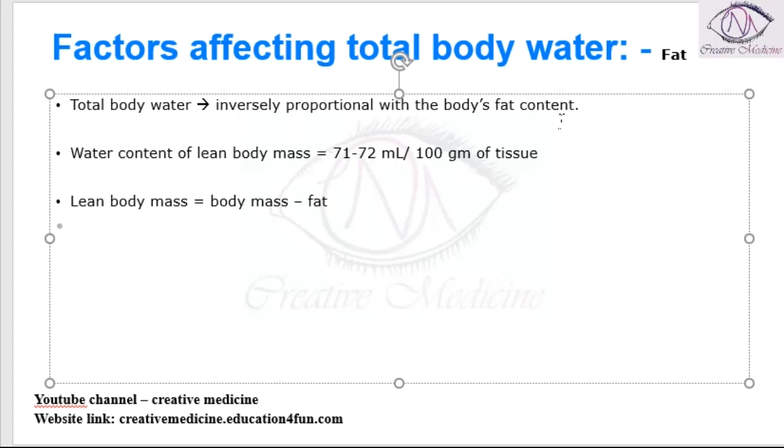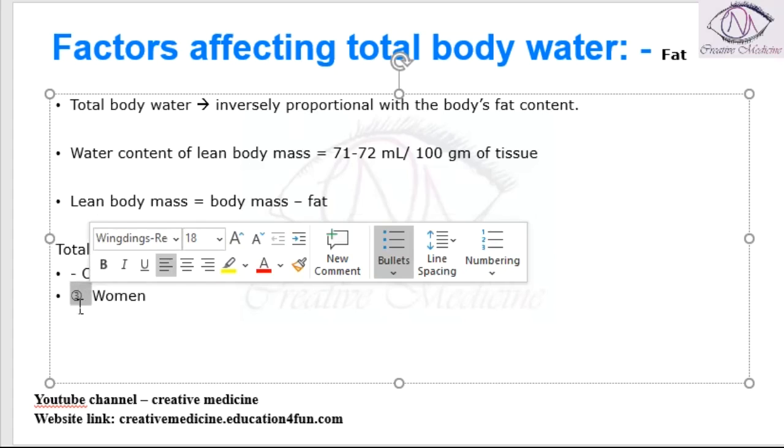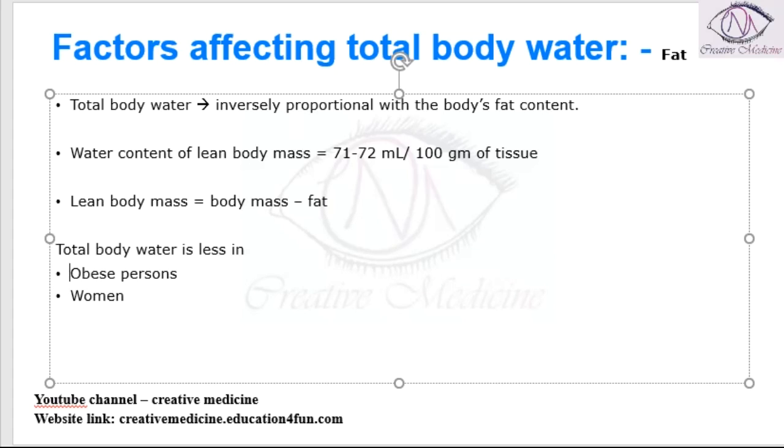So according to that, those people who are fat will have low body water. Total body water is actually found to be less in obese patients and also in women. So total body water is less in obese patients and women.